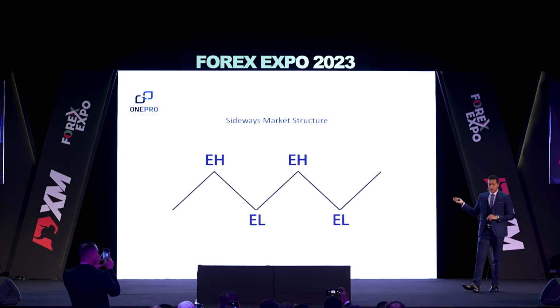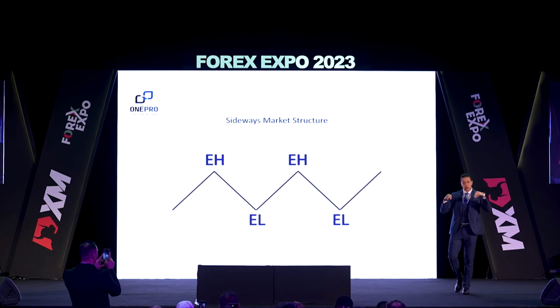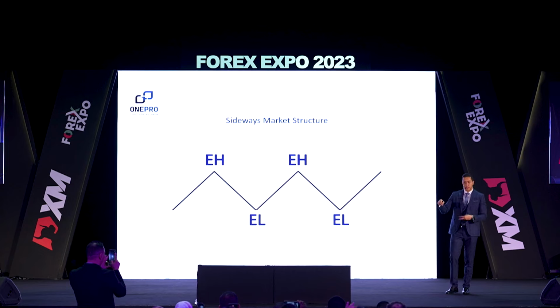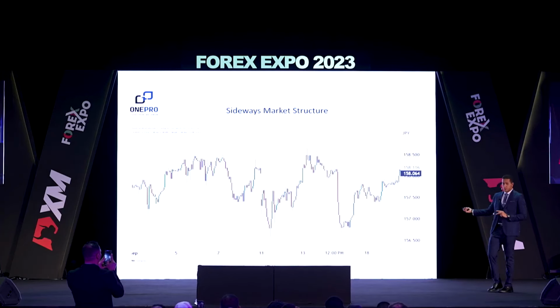This is the sideways market structure. Prices are not going higher, they are not going lower, they are moving in a sideways range. Each high is equal to or at the same level as the previous high, and each low is equal to the level of the previous low. So we have equal highs and equal lows. Again, what are the two conditions for the sideways market? Equal highs and equal lows. This is a sideways market structure.